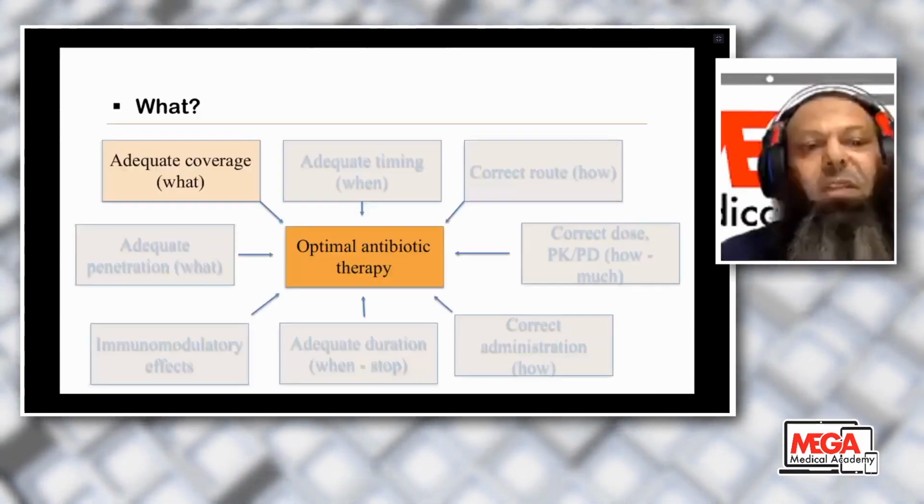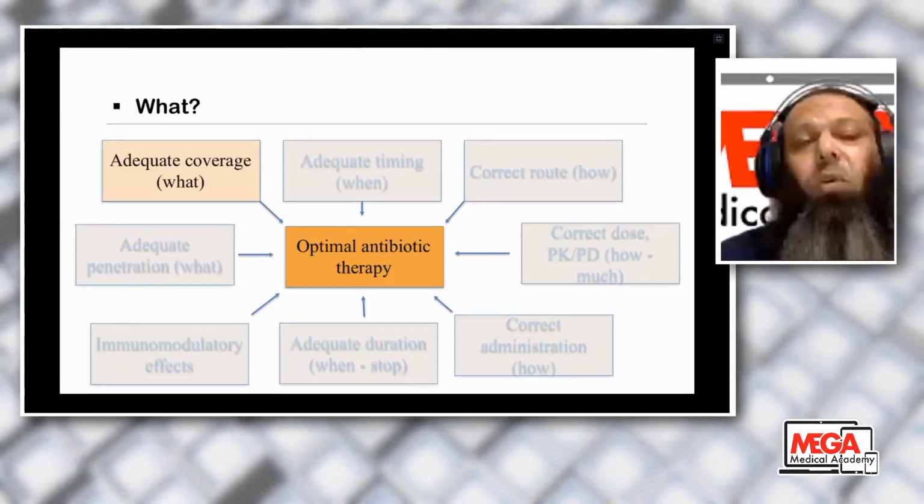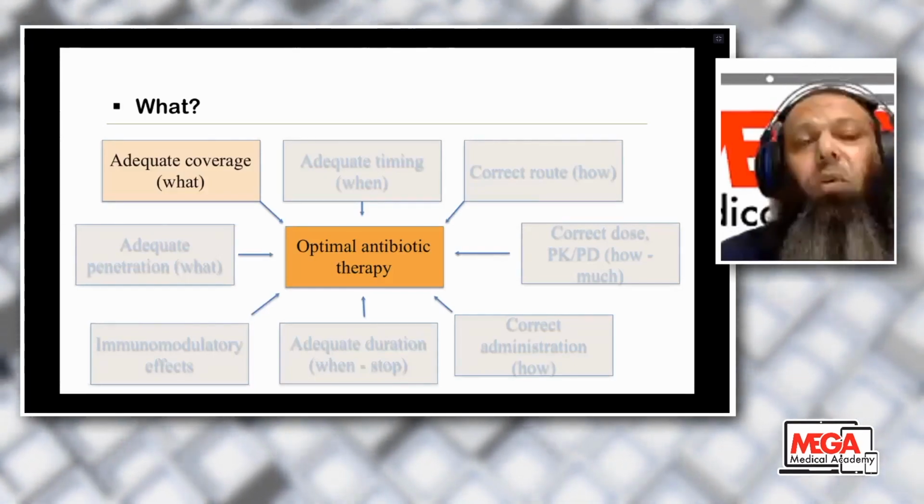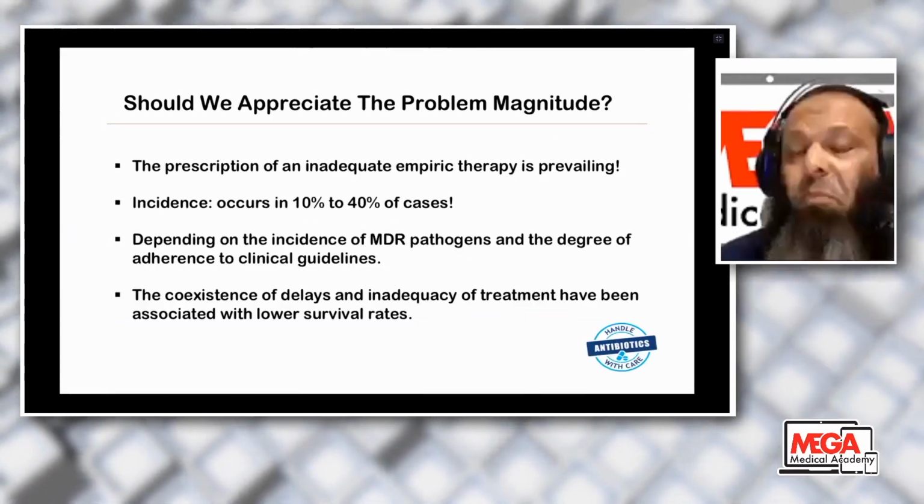What about the other pillar of optimal antibiotic therapy, adequate coverage? Should we appreciate the magnitude of the problem? Yes, we should appreciate it. Why?